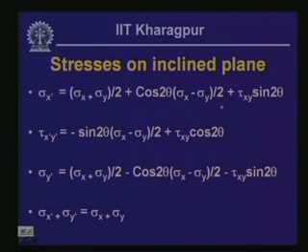Hence, these are the stresses which we have just now derived: sigma x dash equals sigma x plus sigma y by 2 plus sigma x minus sigma y by 2 cos 2 theta plus tau x y sin 2 theta. Tau x dash y dash equals minus sigma x minus sigma y by 2 sin 2 theta plus tau x y cos 2 theta, and we have seen that sigma y dash likewise is this, and if we add sigma x dash plus sigma y dash, we get sigma x plus sigma y.